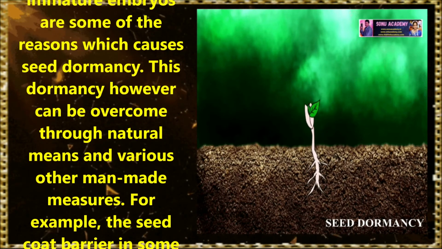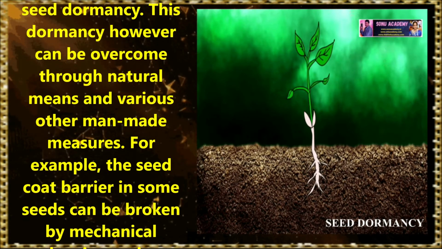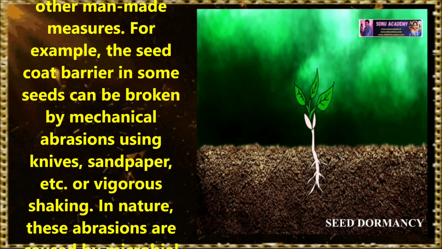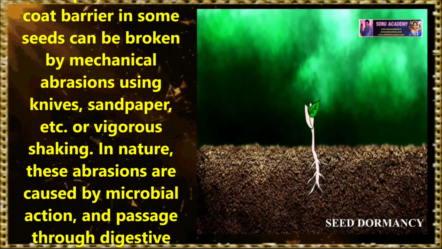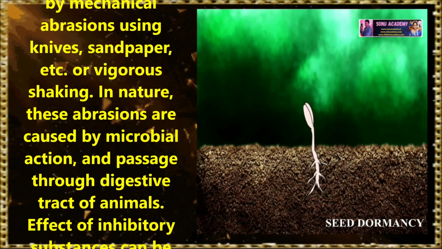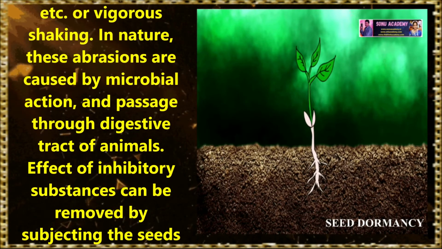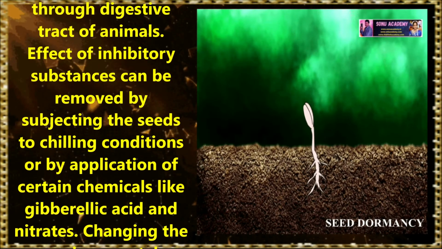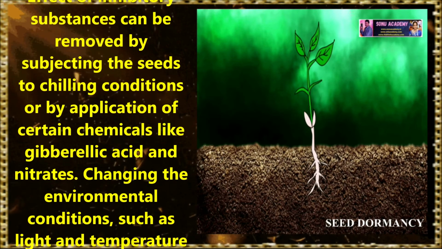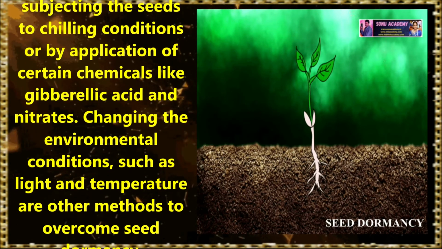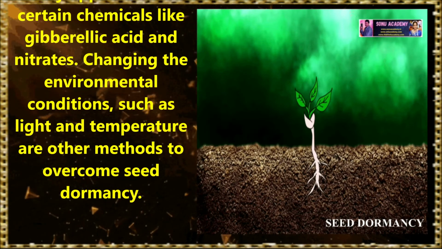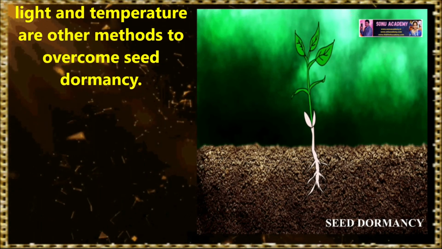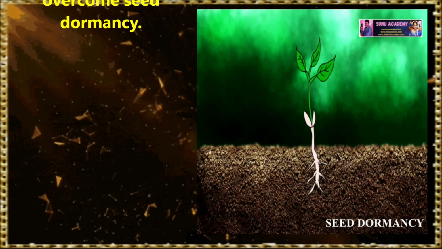This dormancy, however, can be overcome through natural means and various other man-made measures. For example, the seed coat barrier in some seeds can be broken by mechanical abrasion using knives, sandpaper, or vigorous shaking, etc. In nature, these abrasions are caused by microbial action and passage through the digestive tract of animals. The effect of inhibitory substances can be removed by subjecting the seeds to chilling conditions or by application of certain chemicals like gibberellic acid and nitrates. Changing environmental conditions such as light and temperature are other methods to overcome seed dormancy.